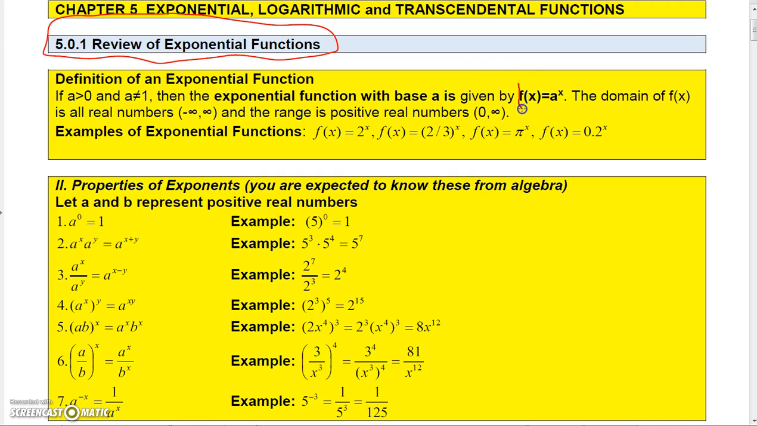It's defined as f of x equals a to the x, where the domain is all real numbers and the range is positive real numbers. Here are a few examples of exponential functions.